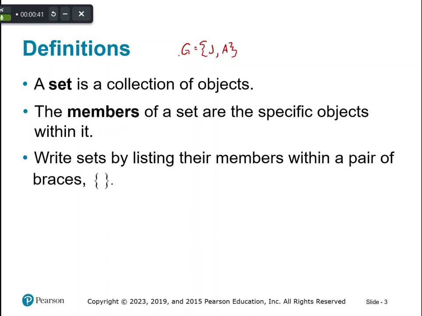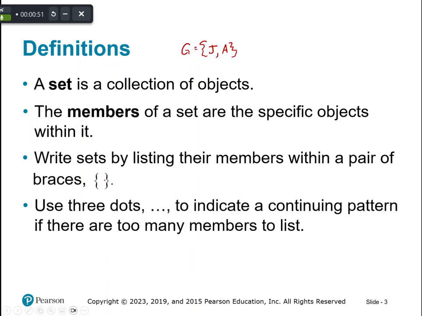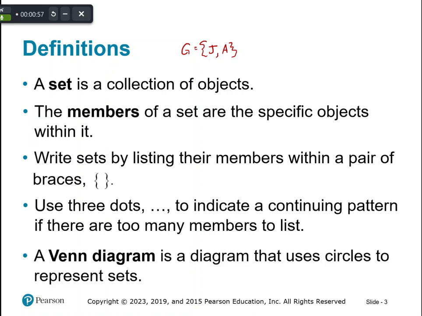The set is specified by a capital letter, G for grandchildren. And we use these little squiggly brackets, officially called braces, but I'll probably call them squiggly brackets, to enclose the set. We use 3 dots to indicate a continuing pattern if there are too many members to list. And to close it all off, a Venn diagram is a diagram that uses circles to represent sets.